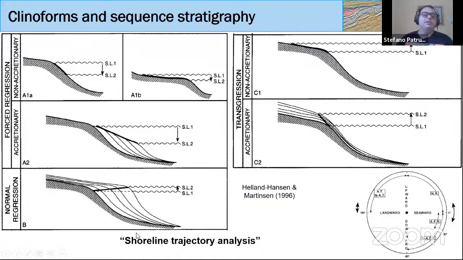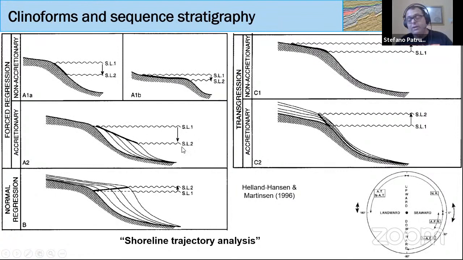And you can see that, for example, the shoreline trajectory can go basinward and upward. And this is what we term normal regression in sequence stratigraphic talk. It can go basinward and downward. And this is what we call forced regression, when sea level falls from time one to time two.